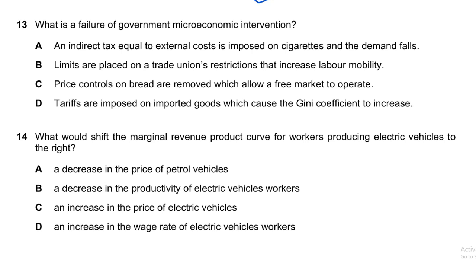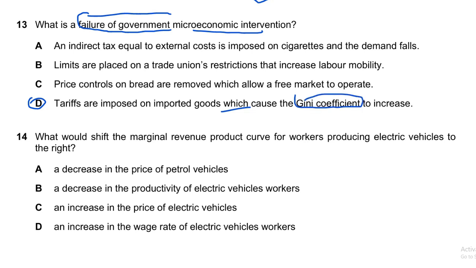Okay, so question number 13 is what is a failure of the government microeconomic intervention, right? The statement is quite tricky, but the question is really simple. Failure of the government means when government interferes to achieve a certain objective, but actually it is unable to achieve that objective, right? So in this question, option D is again correct. Tariffs are imposed on imported goods which cause the Gini coefficient to increase. Gini coefficient is a measure of inequality, right?